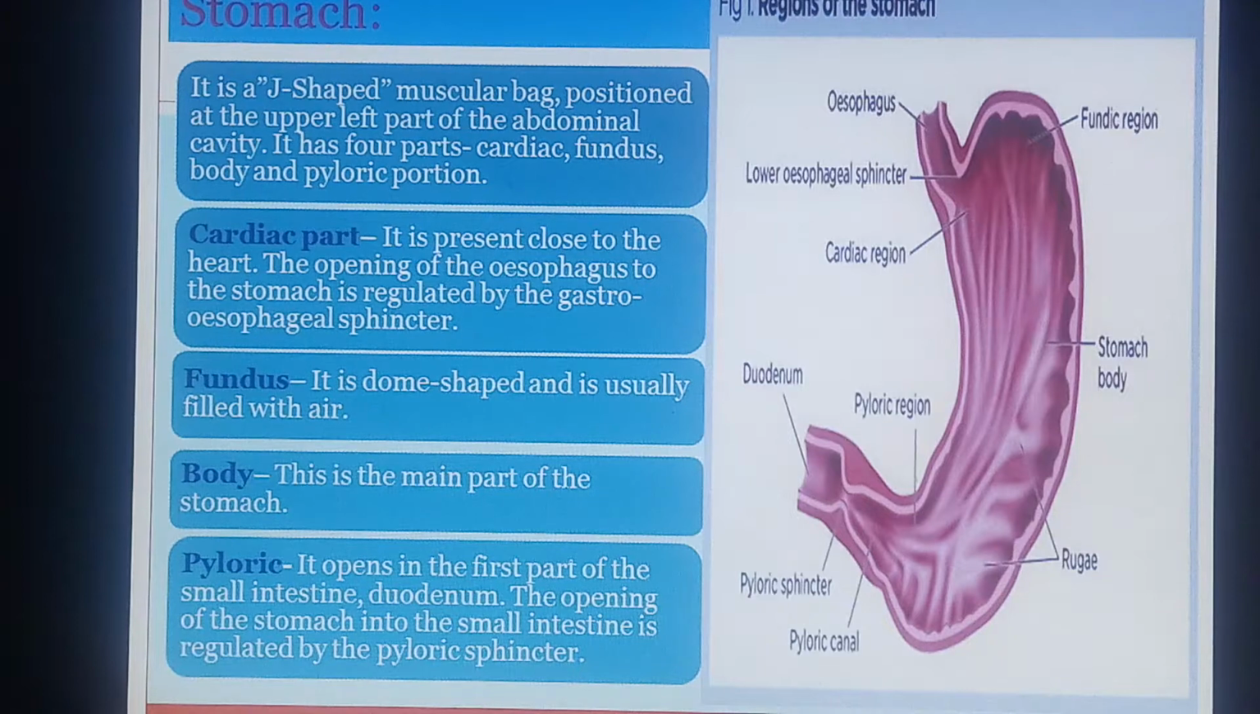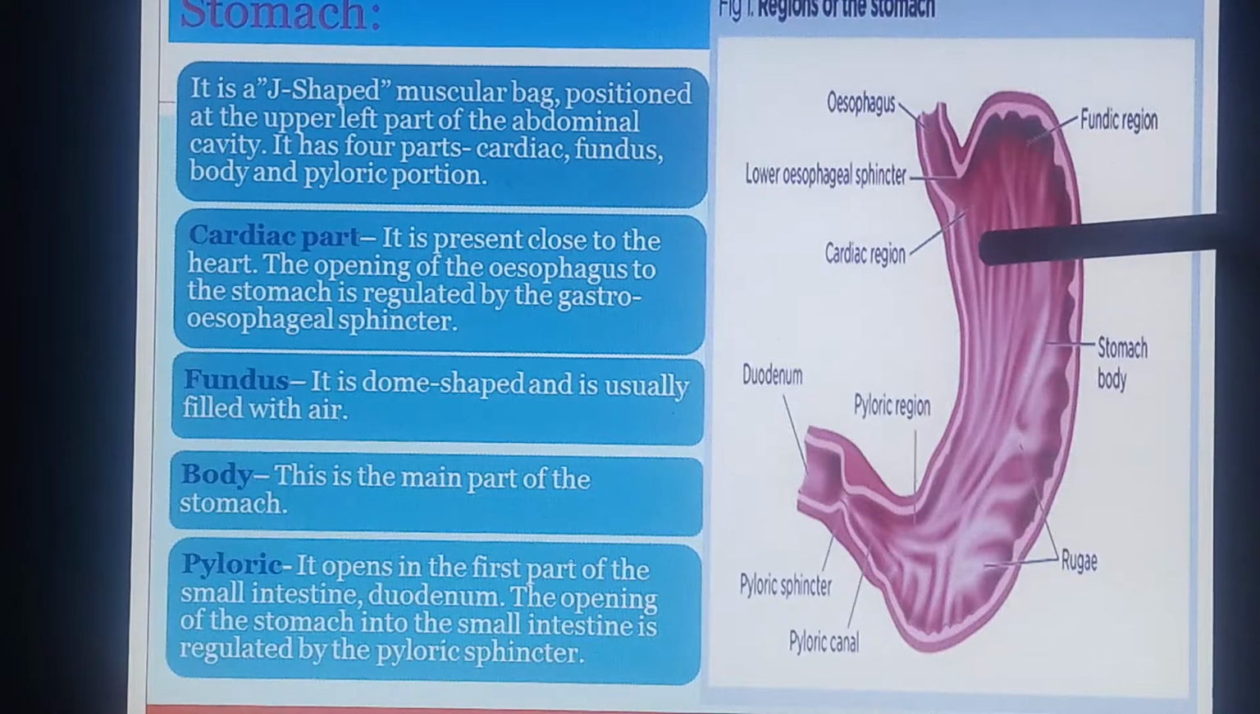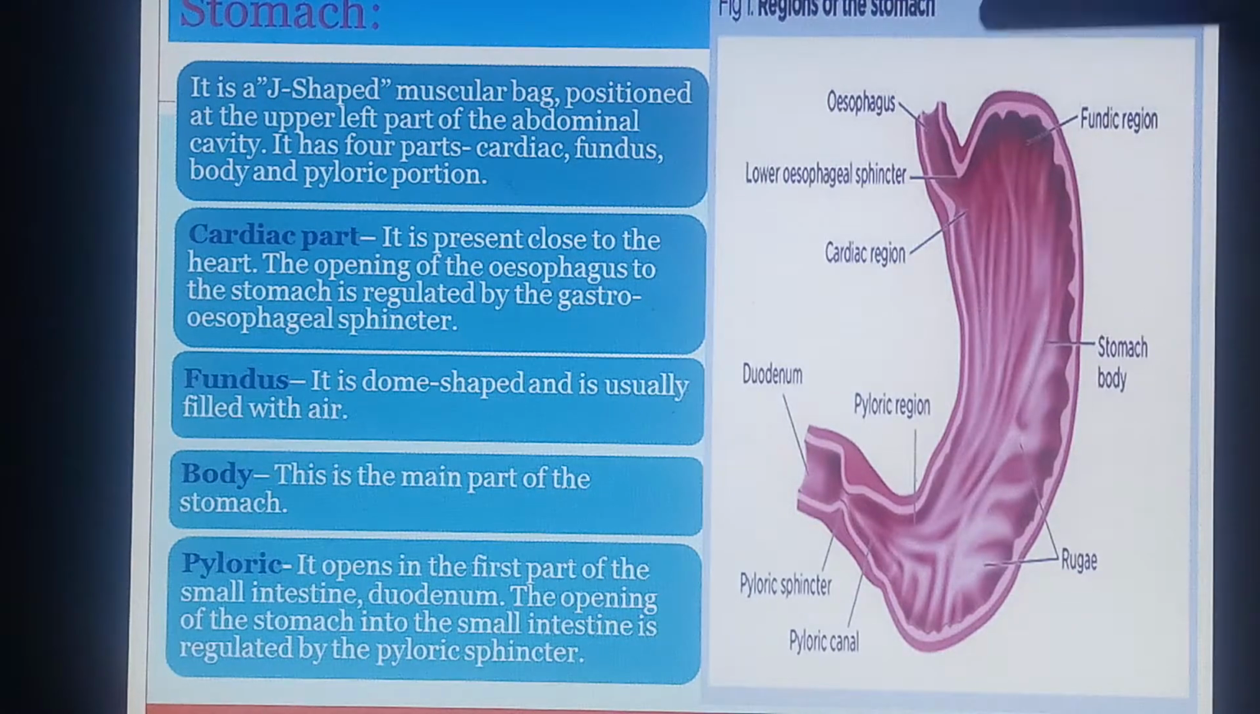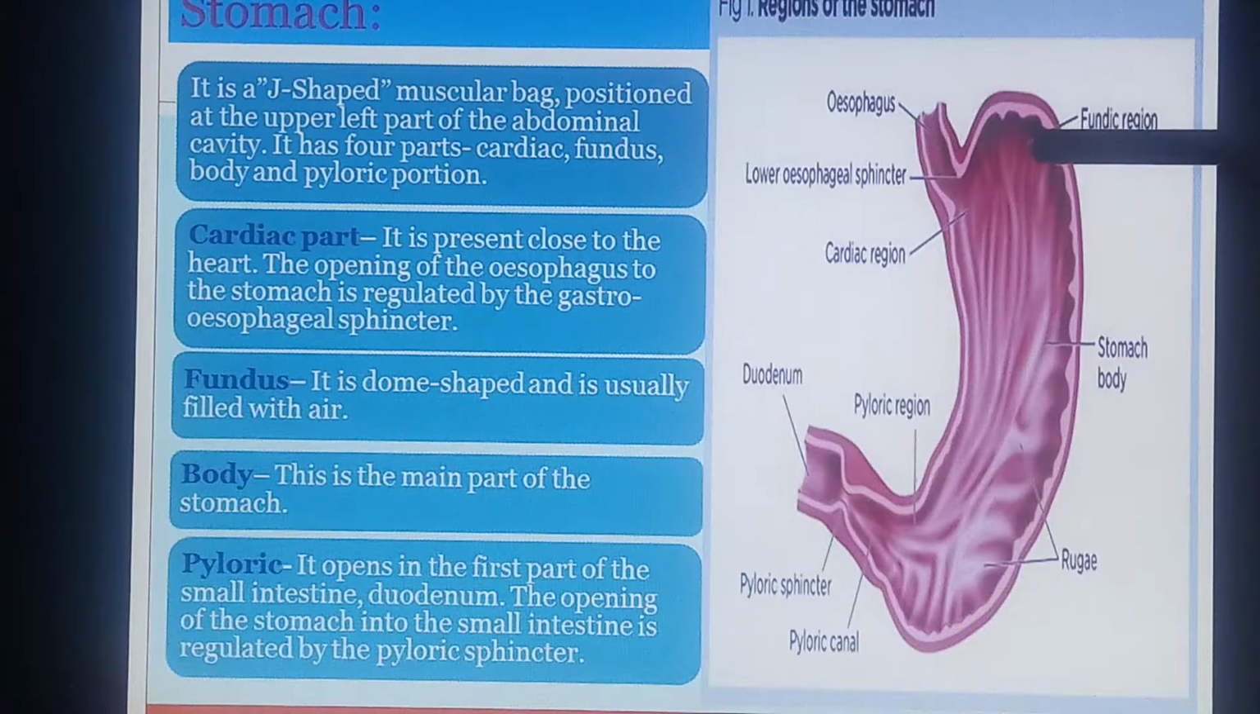फाइन. अब फर्स्ट रीजन जो है दिस इज़ द कार्डियक रीजन. एज इट इज़ क्लोज टू द हार्ट, इसलिए इसको कार्डियक रीजन बोलते हैं. और हमने अभी कहा कि हमारा ईसोफेगस इट इज़ ओपनिंग टू द स्टमक थ्रू दिस गैस्ट्रोइसोफेजियल स्पिंस्टर, जो हमारे कार्डियक पार्ट में ही खुलता है. देन द सेकेंड पार्ट इज़ द फंडस. फंडस बेसिकली डोम शेप्ड पार्ट है हमारे स्टमक का, और यहाँ पर जो एयर, जिसको हम गैस कहते हैं, जो हमारे स्टमक में गैस भरी रहती है, दैट इज़ प्रेजेंट इन दिस फंडस रीजन ऑफ द स्टमक.